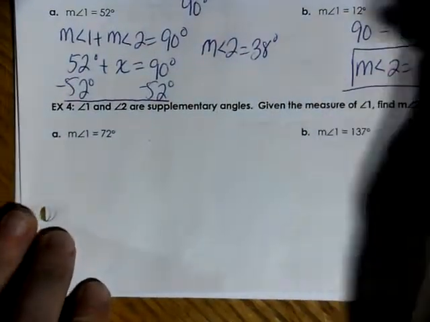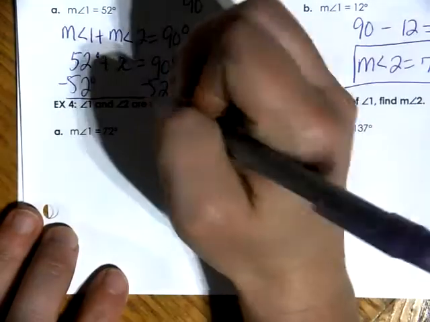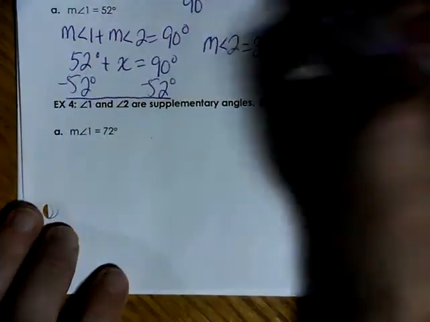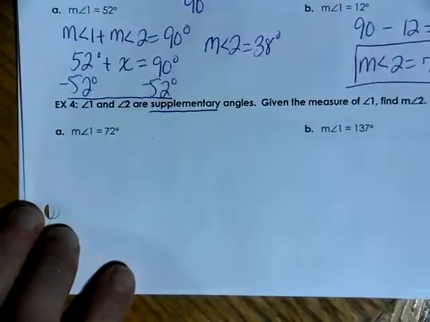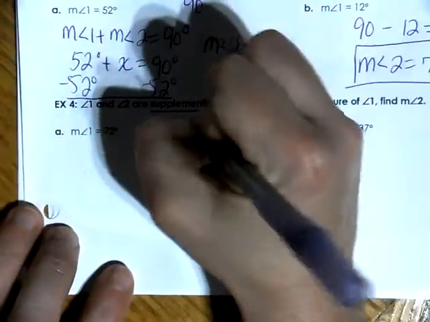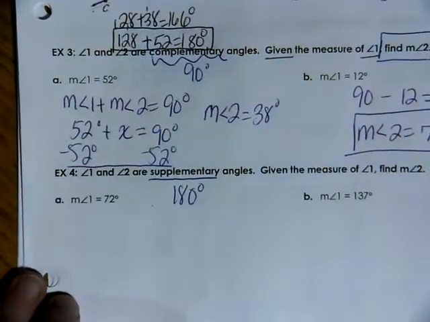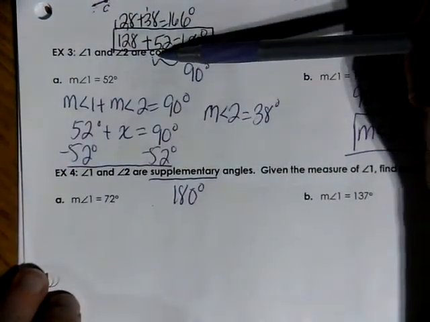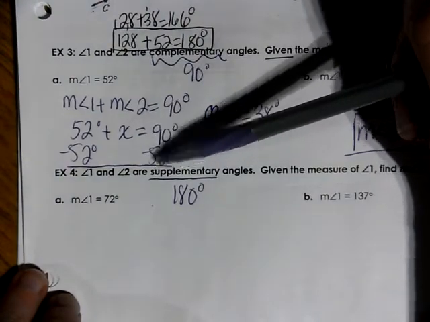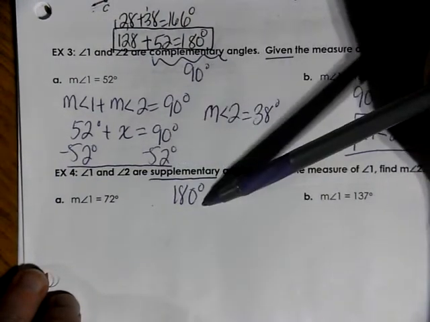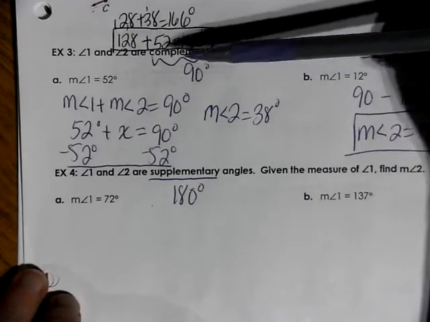Same thing is going to go with example number 4. In example number 4, we are told that angle 1 and angle 2 are supplementary angles. That means that they add to equal 180 degrees. Now here's the trick. C comes before S, 90 comes before 180. So that's the trick.